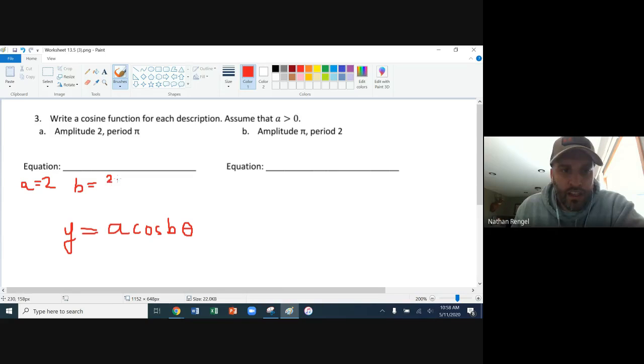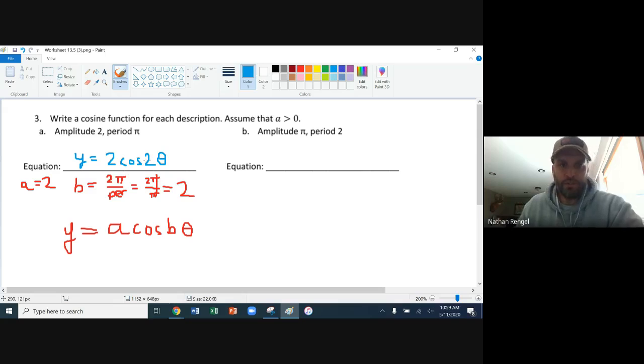To find B, which is kind of the inverse of how you find the period, it's 2 pi over the period. And B then is going to equal 2 pi over pi, which we'll see some things canceling out here. The pi's will cancel. That tells us that our B is 2. So our equation finally then is y equals A is 2 cosine, B is 2 theta.